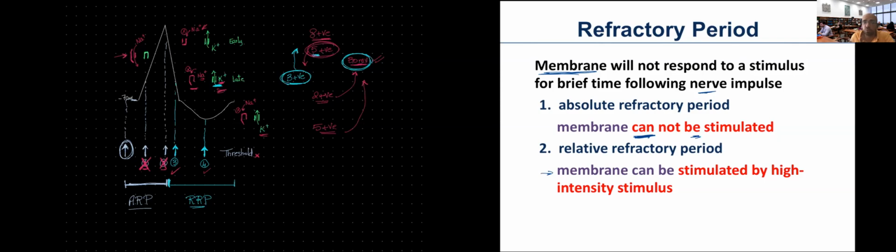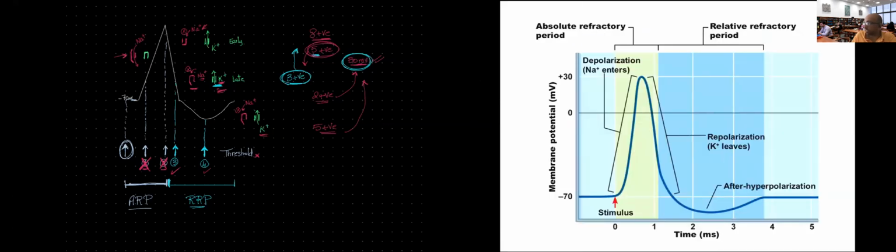Why higher intensity stimulus? Because I need more sodium channels to open to substitute the loss of potassium during late repolarization and during hyperpolarization. So we're looking here, this is my absolute refractory period, which takes place during depolarization and early repolarization, compared to during late repolarization and hyperpolarization, where I have a relative refractory period.